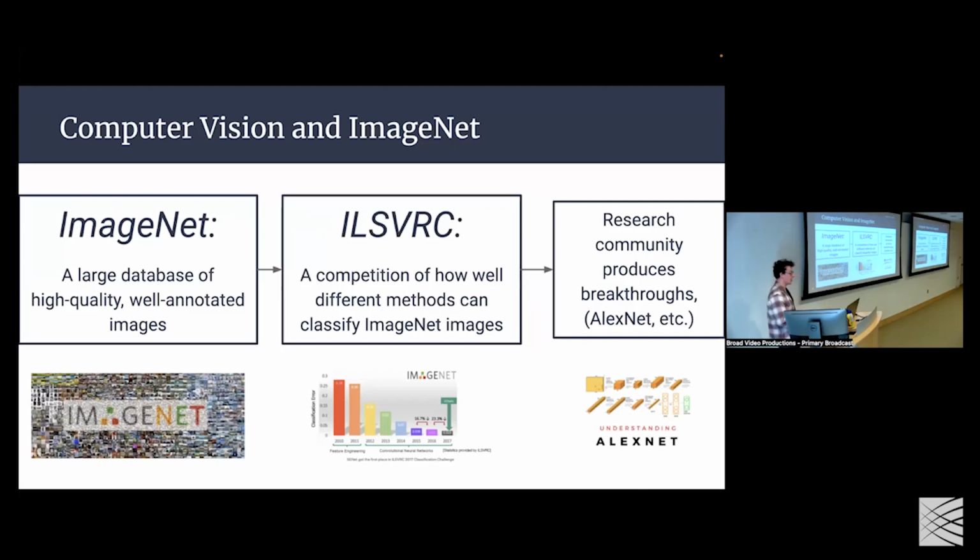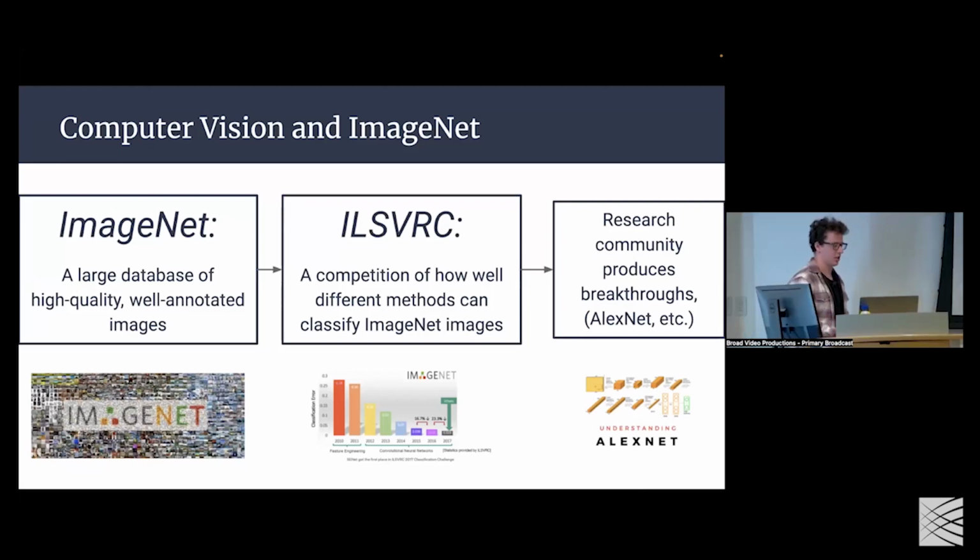We can also think of our friends in the computer vision community. Computer vision made really large breakthroughs in the late 2000s and early 2010s with the presence of a very large, comprehensive data set. In this case, we have ImageNet, as John was talking about before.